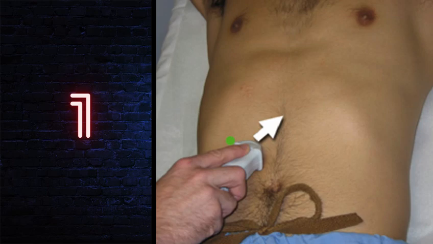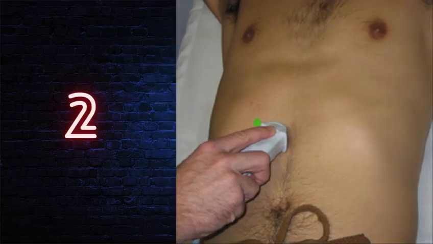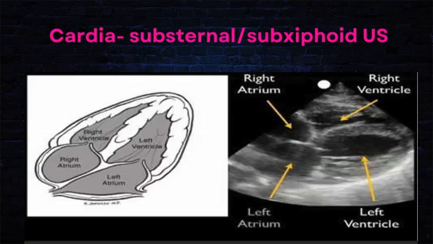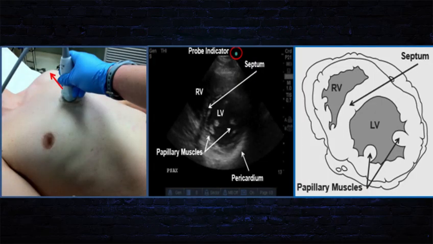Technique: substernal, use a curved array probe. Set depth to maximum, 24 to 28 centimeters. Start with the probe completely flat on the abdomen, indicator to patient's right side. Start just above the umbilicus. Slowly slide up toward the sternum, watching for beating. Identify the pericardium. You should be able to see the right ventricle and septum.